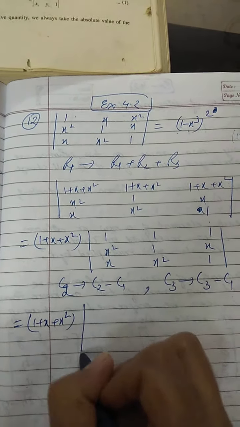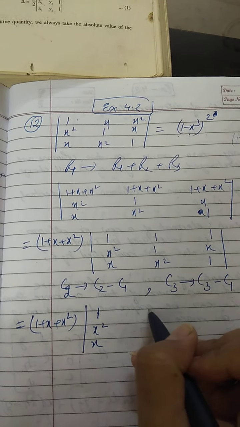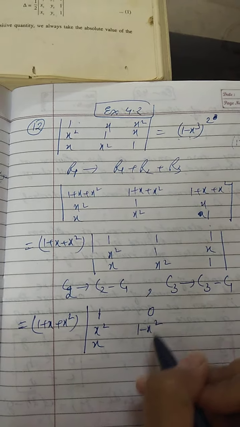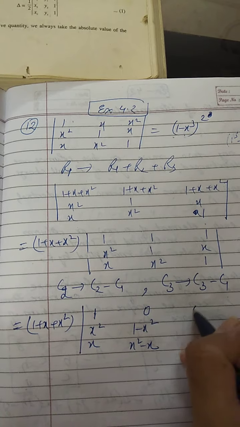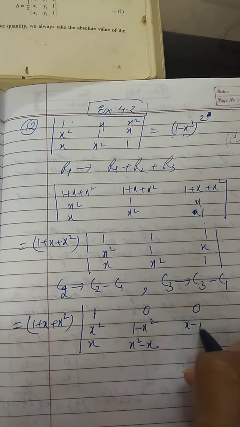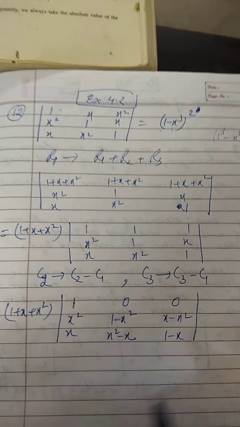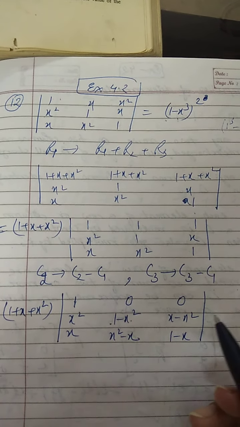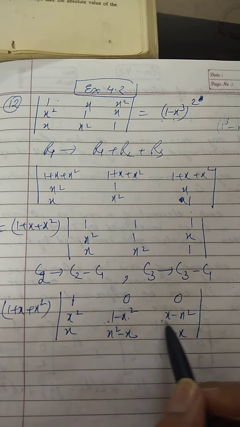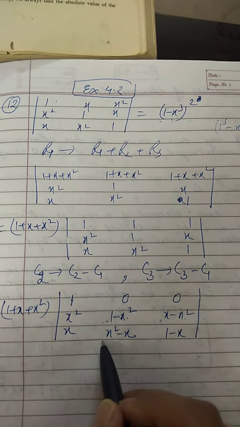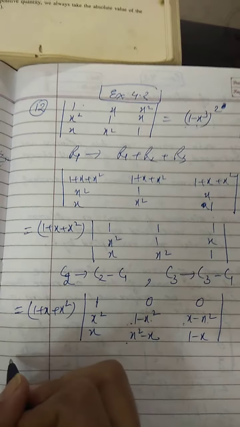So here we are getting, there will be no change in the first column, it will remain as such, 1, minus 1 0, this will become 1 minus x square, and here x square minus x, again 1 minus 1 0, and x minus x square, and 1 minus x. Okay, now 1 minus x square is there, it can be written as 1 minus x into 1 plus x. Here if I take x common, I will get 1 minus x. Here also if I take x common, it will be negative of 1 minus x, right?